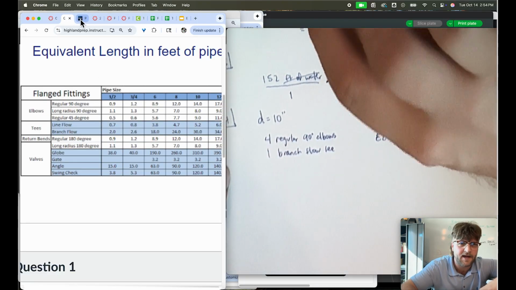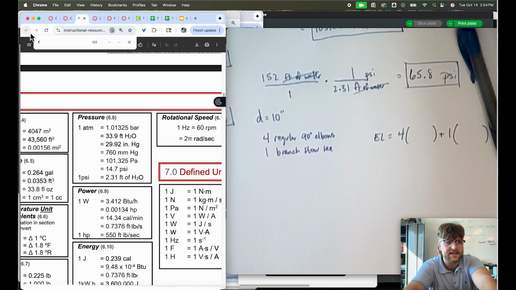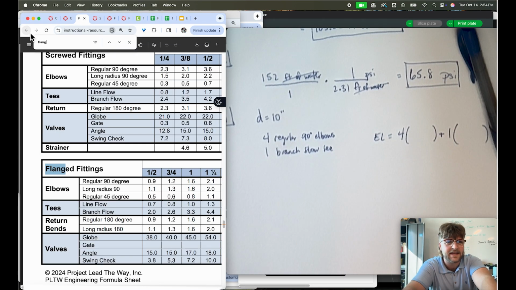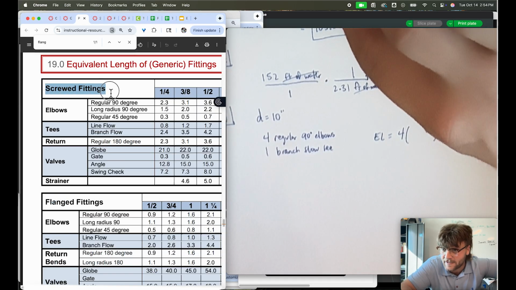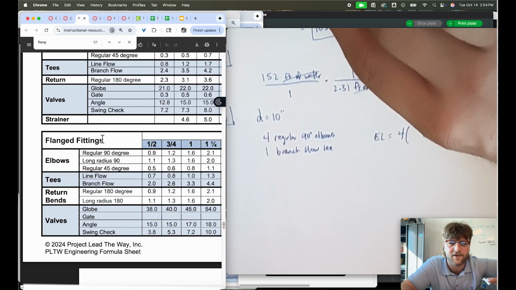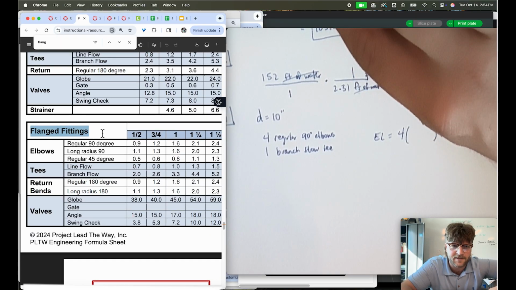Be very, very careful. I'm going to actually bring this up on the equation sheet. So we want the flange fittings. This is a very common mistake that students will make on the EOC, is that they end up seeing the screwed fittings at first. We always want to, by default, go to the flange fittings. And so that's good that we're bringing this up and bringing that to your attention.